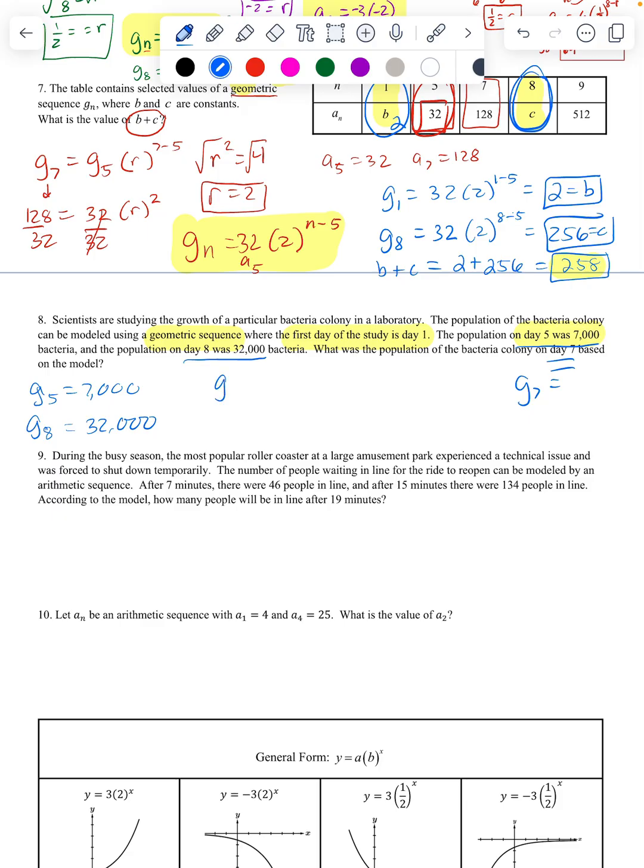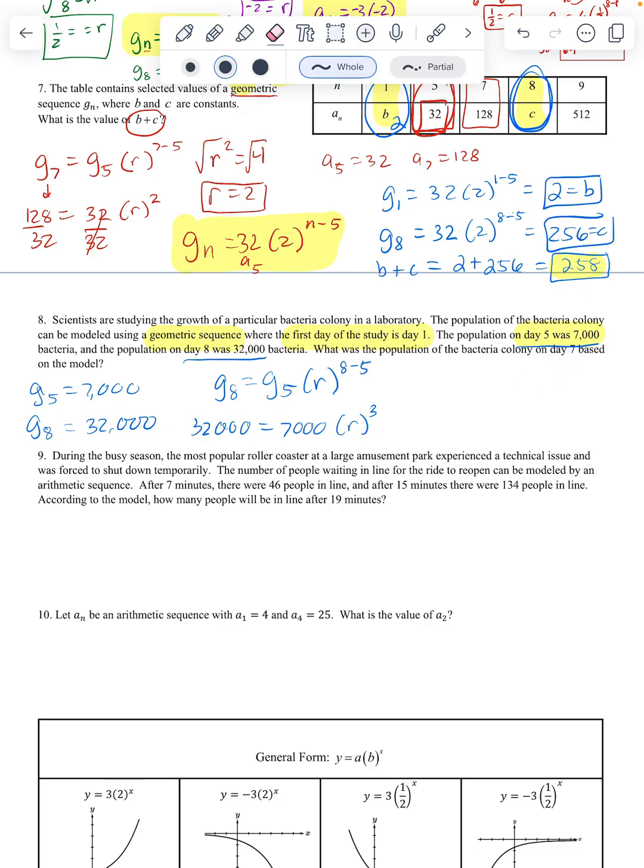So to get to G8 from G5, which are the two I know, I don't just randomly put a 2. I know that I'm going to use my R to the 8 minus 5 times. But from the information given, I know that G8 is 32,000. I know that G5 is 7,000. And I know from second grade that 8 minus 5 is 3. I literally just made that up. I have no idea when you learn subtraction, but probably you guys knew it when you were 3.